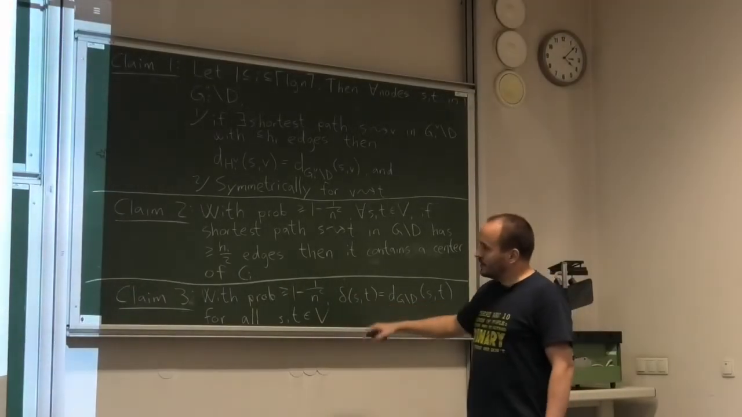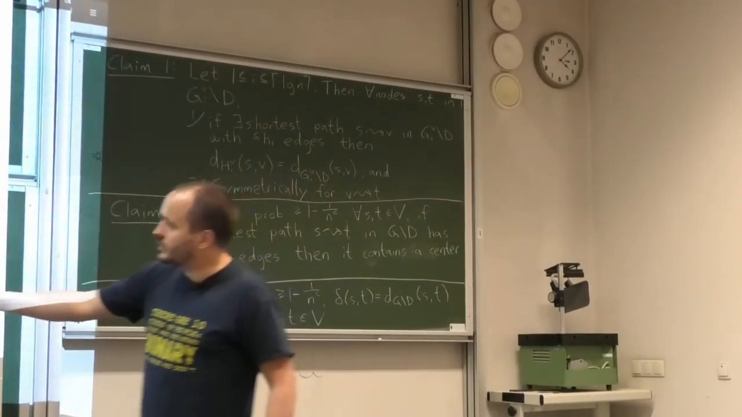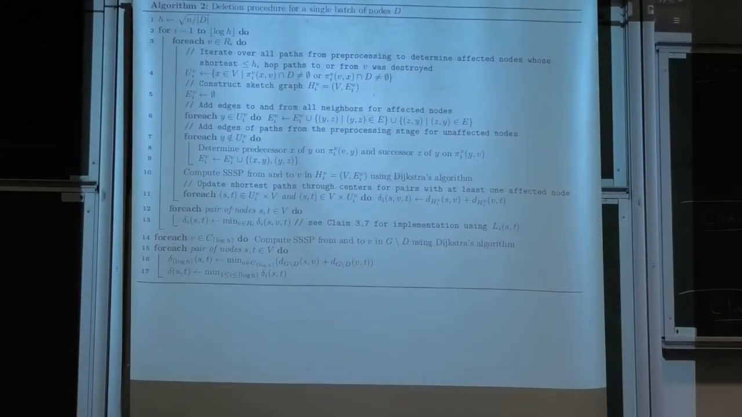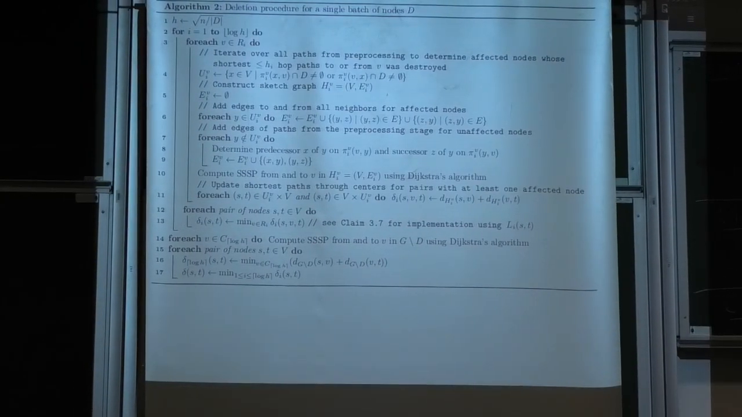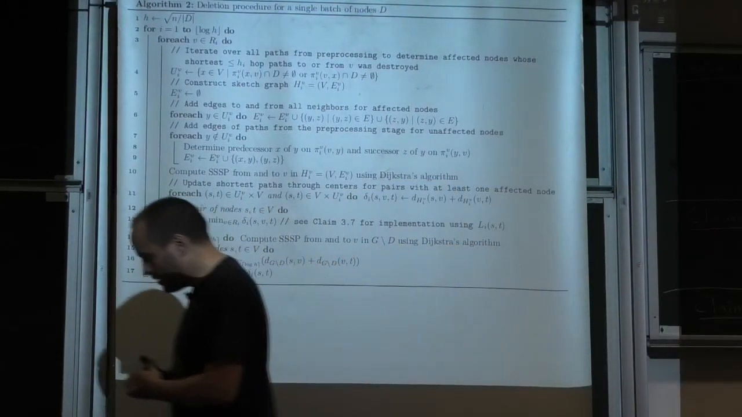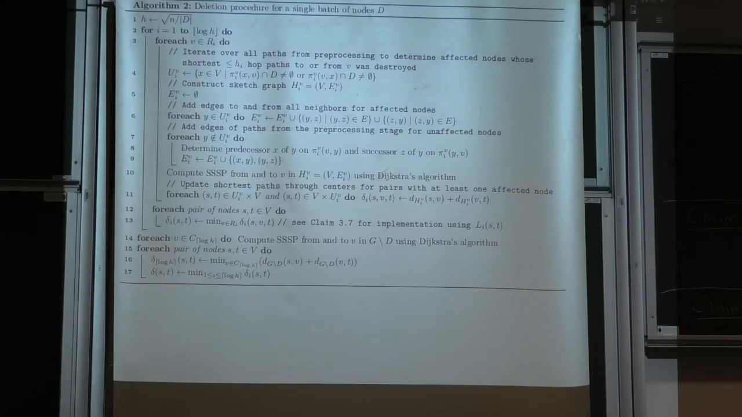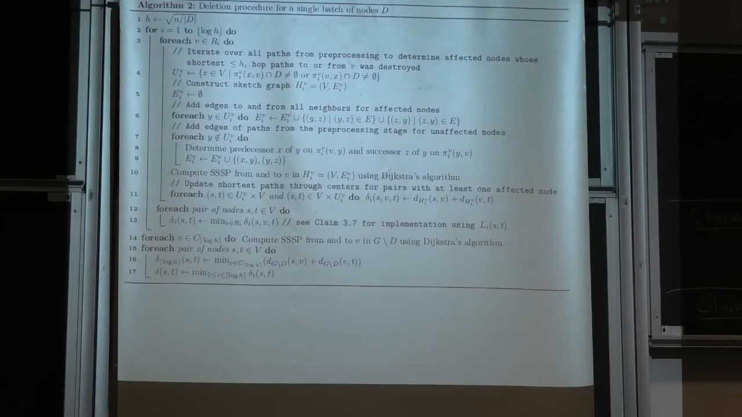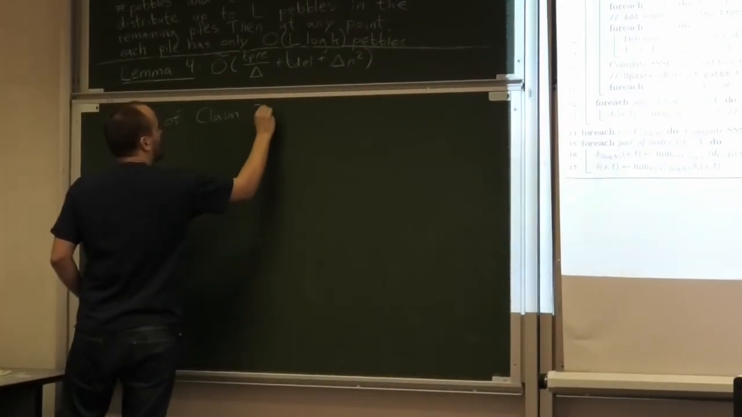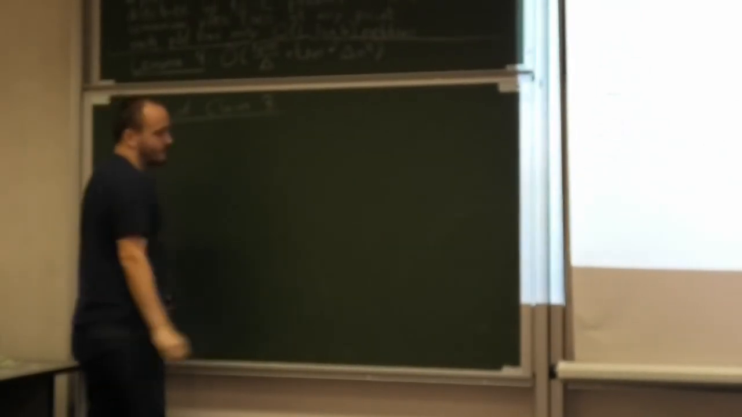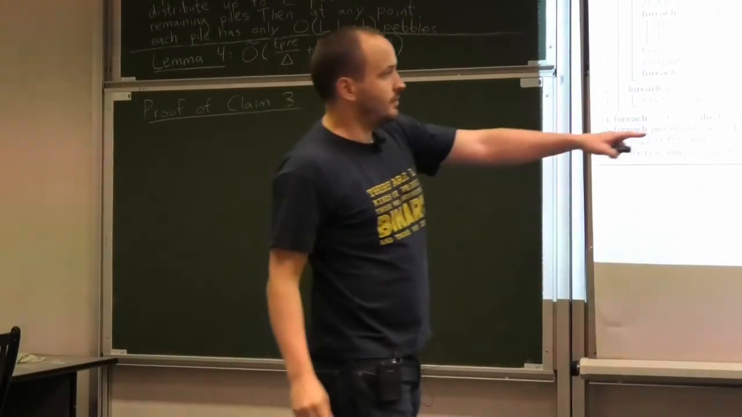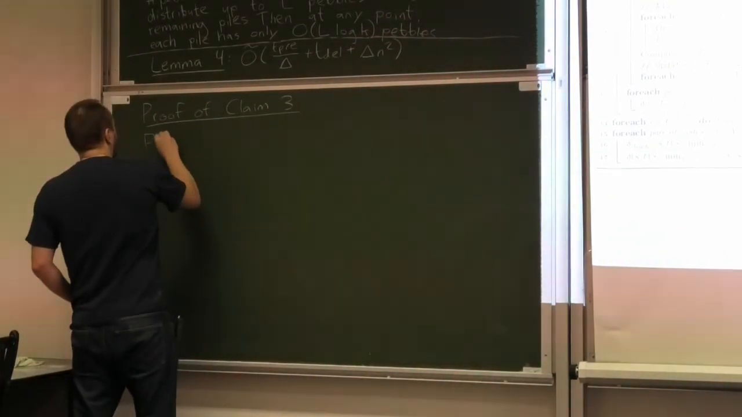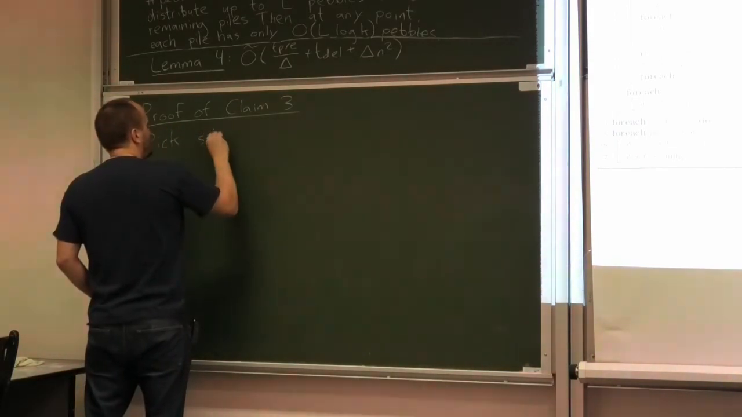See, the distance values we return here in the last line are actually the shortest path distances in G minus D. So let's show that. So pick an S and a T. So pick S, T in V.